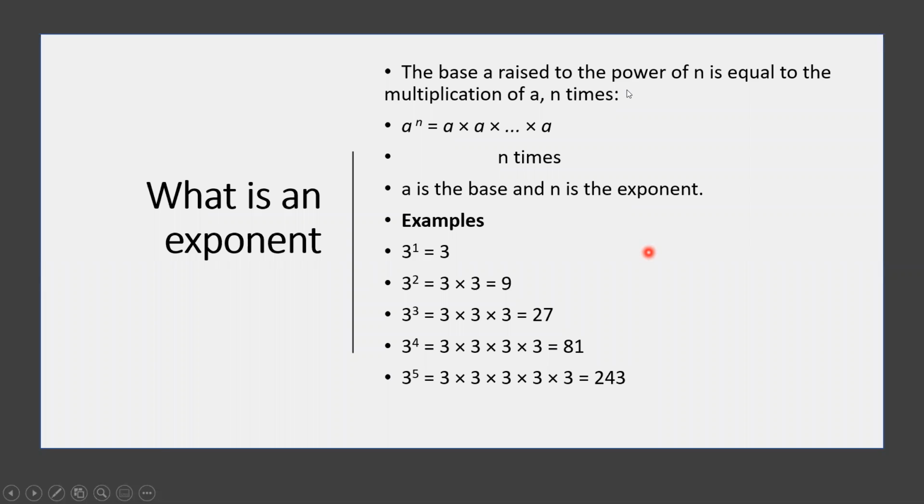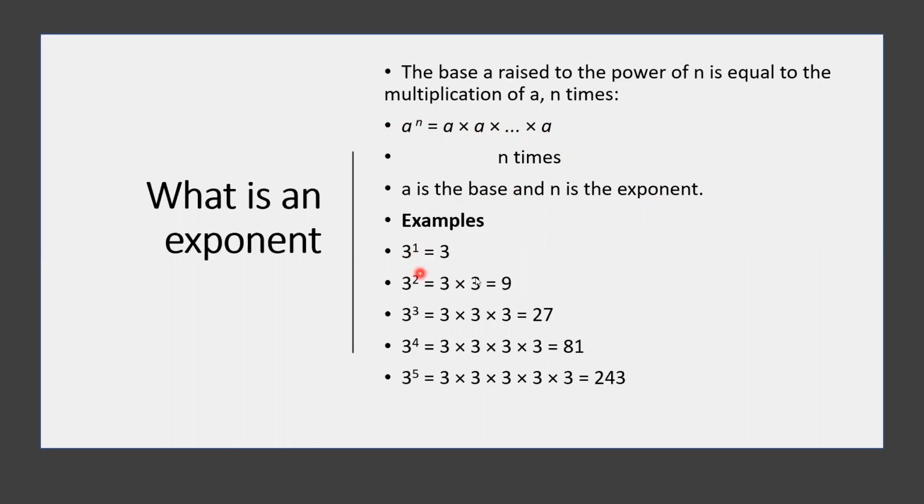All right, so what is an exponent? The base raised to the power of n is equal to the multiplication of a, n times. So a to the power of n, guys. a is the base, n is the exponent or the power. Equals a times a times a times a, n times. So n is the number of times we multiply the base, guys. a is the base and n is the exponent.